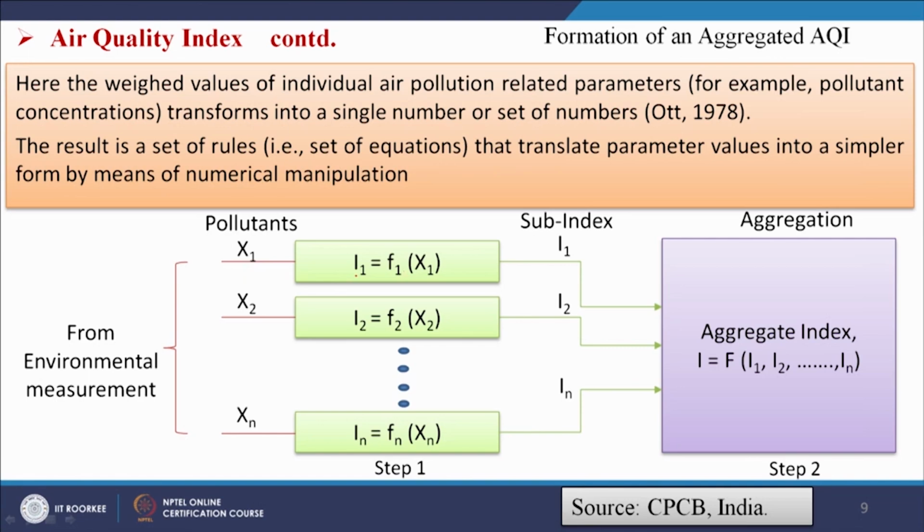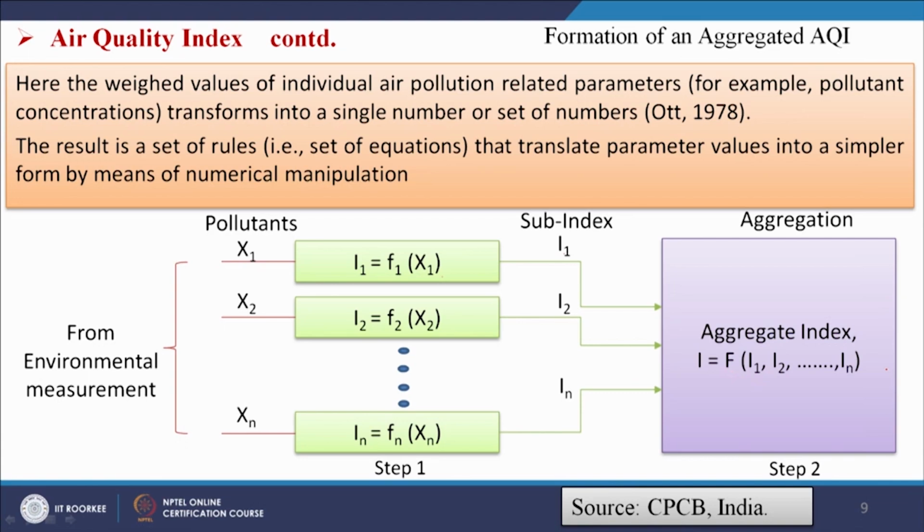So, say I1, that is index 1 for pollutant 1, I2 for pollutant 2, In for pollutant n. So, I1 is a function of x1, I2 is a function of x2, and In is a function of xn. That way we are getting I1, I2, In. These are sub indices, and aggregating these we can get the total index or aggregate index, that is a function of I1, I2, I3, In.